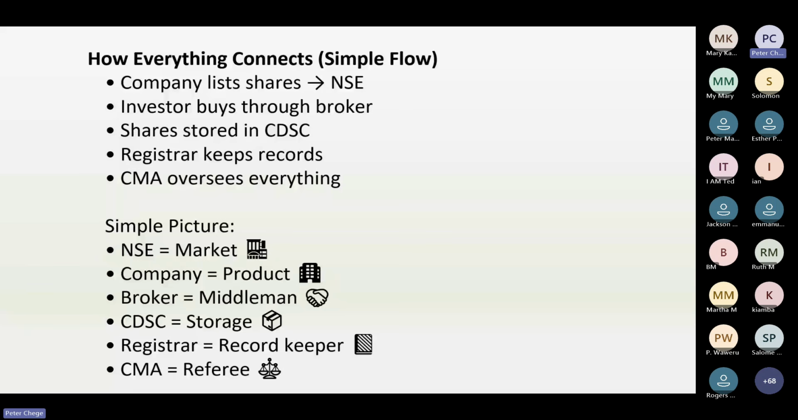I hope now it is clear. NSE is the market. The company is the product you're buying. The broker is the middleman. CDSE is the storage. The registrar is the record keeper. CMA is the referee. And you are the client. A simple process. I hope now it is clear how NSE works.